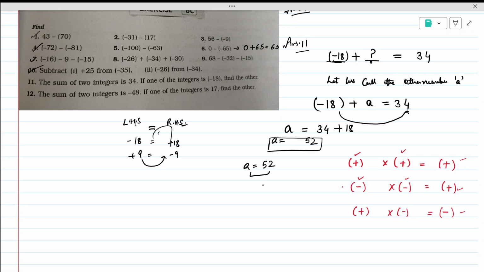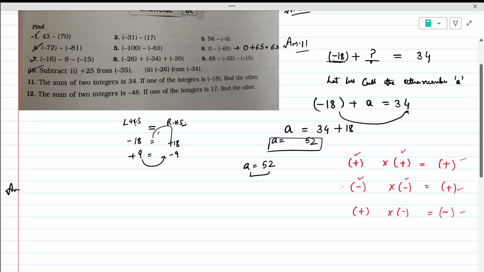And you can also check it how you can put this number here and see, solve it and see if we are getting 34. Okay, so this is how we have to do these questions. The main thing is you should know how you have to form the expression first. Okay, second question, sorry, the 12th question says the sum of two integers is minus 48.